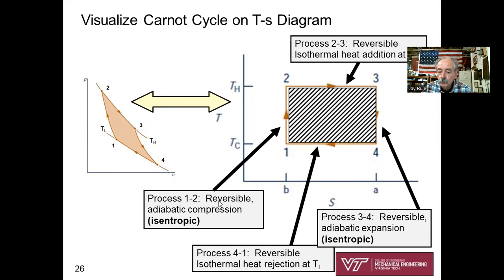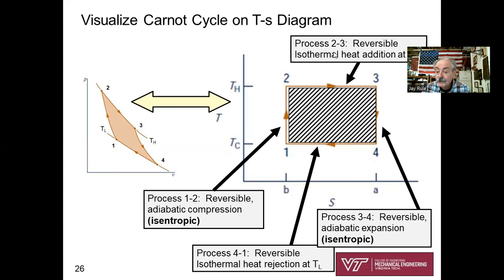Process 1 to 2, reversible and adiabatic compression. Okay, reversible and adiabatic, that means isentropic. That's constant entropy. And so process 1 to 2 must be a vertical line on the TS diagram, constant entropy.